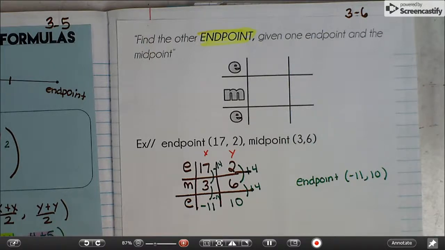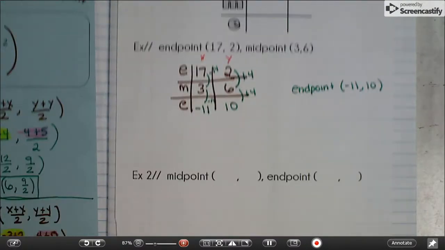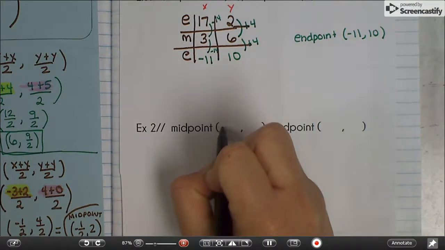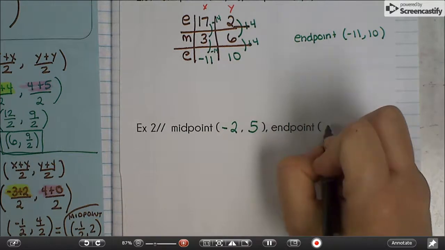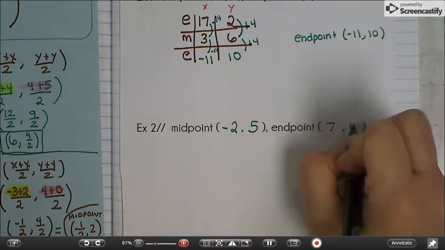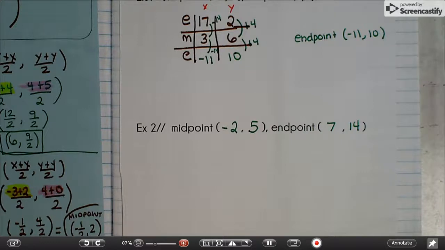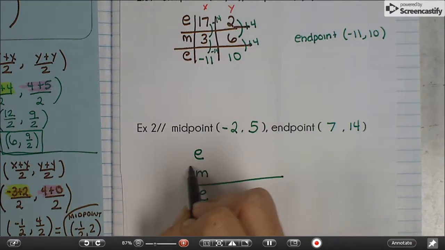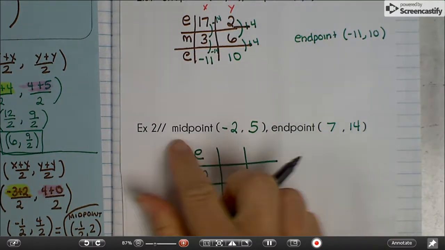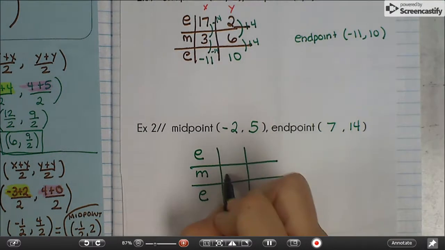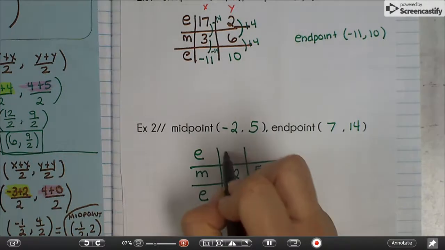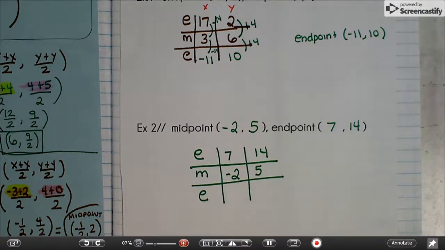Okay, if you need to take some time to pause that and write that down or re-listen, go ahead and do that. I'm just going to make up some coordinates here. So let's say we have a midpoint negative 2, 5, and the endpoint 7, 14. We're going to make the chart: endpoint, midpoint, endpoint. Notice in this example, the midpoint is listed first. So we need to make sure that goes in the midpoint column or row. And then the endpoint would go here. Even though it's listed afterwards, it doesn't matter because we're just looking for the same distance apart.